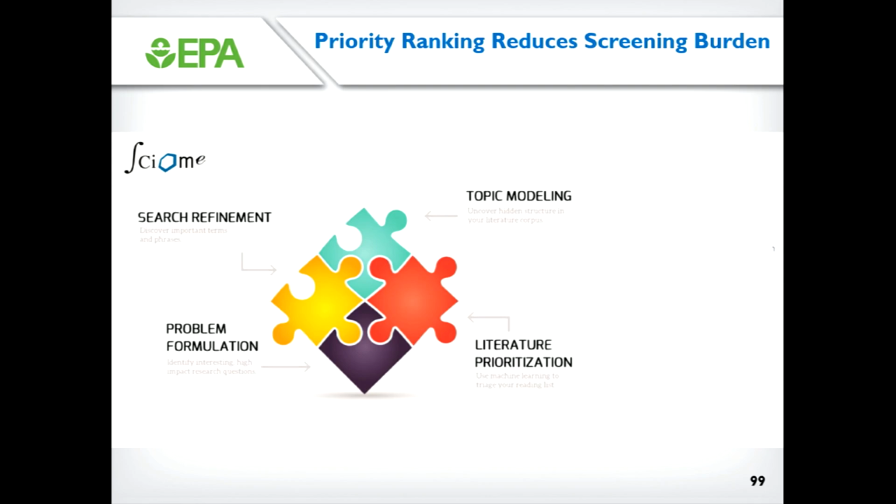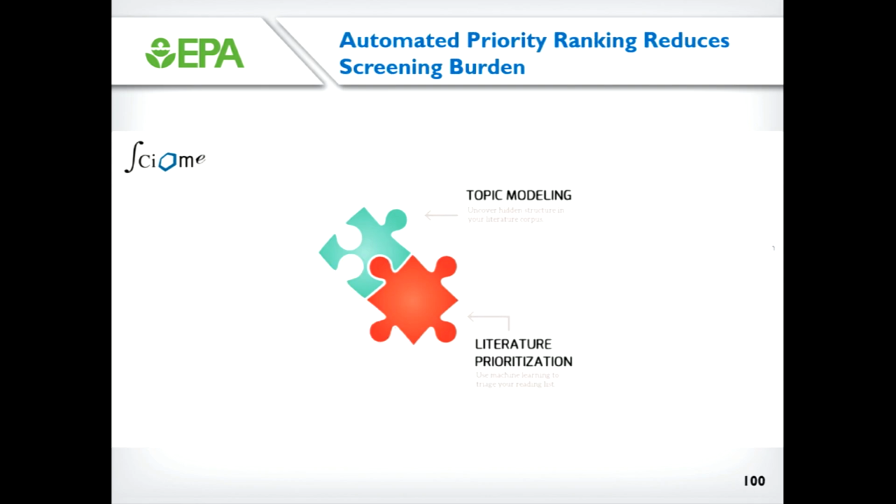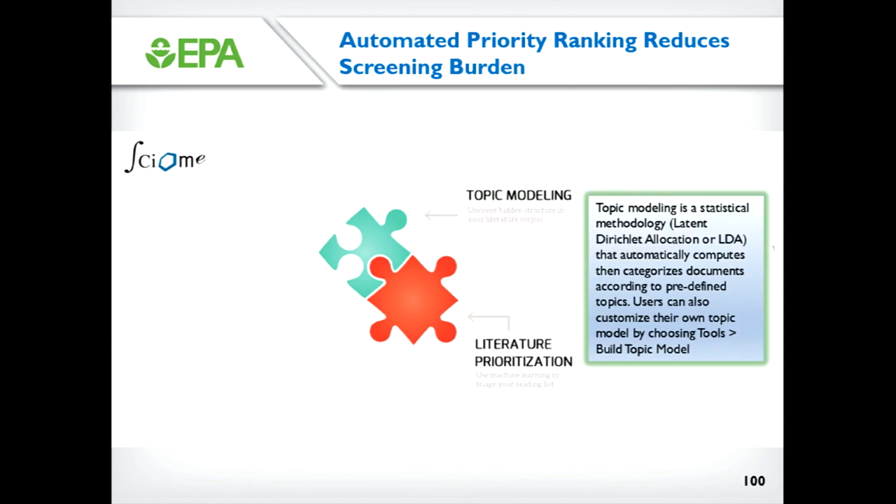So you can also do priority ranking. This is the machine learning component of Swift. You can have topic modeling. That's a statistical method of automatically computing the categories for your documents. Users can also build their own topic model.